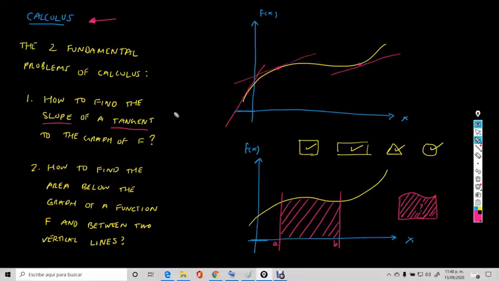Okay, so these are the two fundamental problems. Now, how do we solve these two problems? Okay, we solve them by inventing two concepts that are known as the derivative.